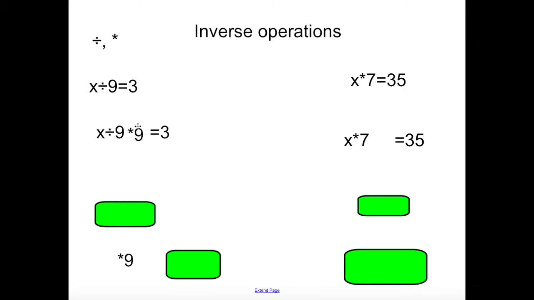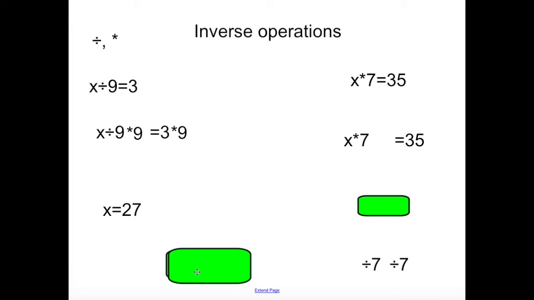So we're going to multiply by 9 on the left-hand side of our equation, and on the right-hand side. Now x divided by 9 multiplied by 9 will just leave x on this side, and 3 times 9 will leave 27 on the other, and that'll give us x equals 27, solving our equation. So now we have this guy, which is x times 7 equals 35. And we're going to divide by 7, because the inverse of multiplying by 7 is dividing by 7. And we need to do that to both sides of our equation.